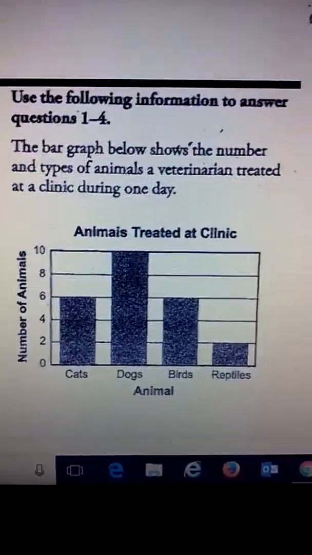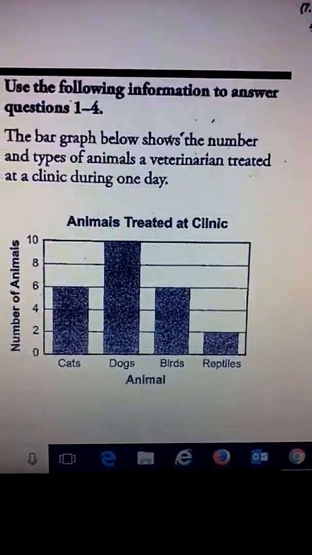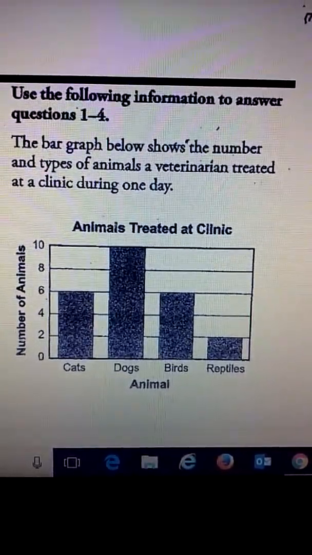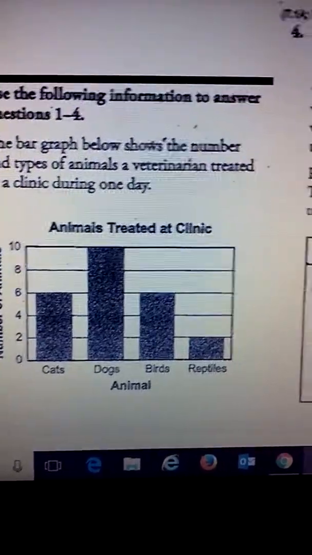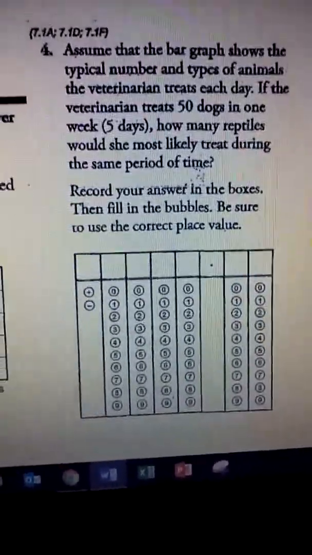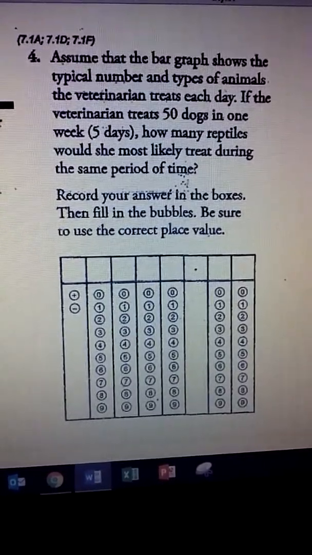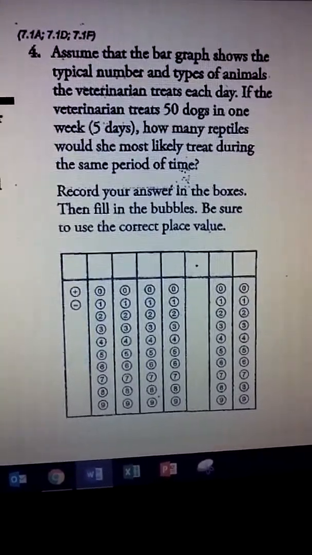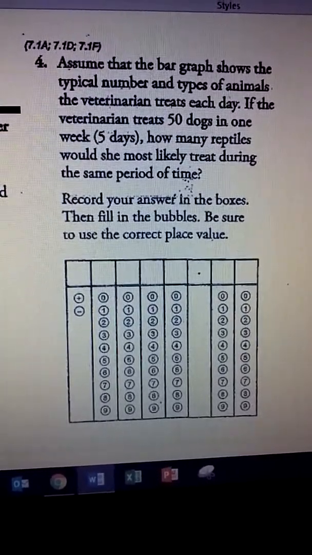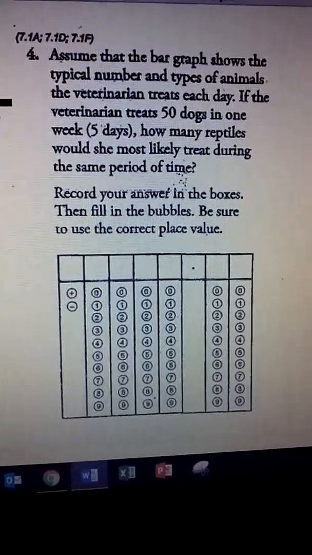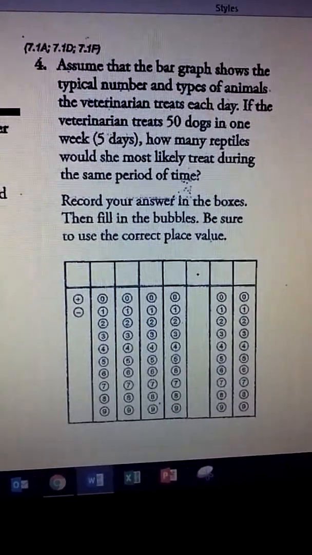We are on number 4 on TEK 7.6G. The bar graph below shows the number and types of animals a veterinarian treated at a clinic during one day. Assume that the bar graph shows the typical number and types of animals the veterinarian treats each day. If the veterinarian treats 50 dogs in 1 week, 5 days, how many reptiles would she most likely treat during the same period of time?